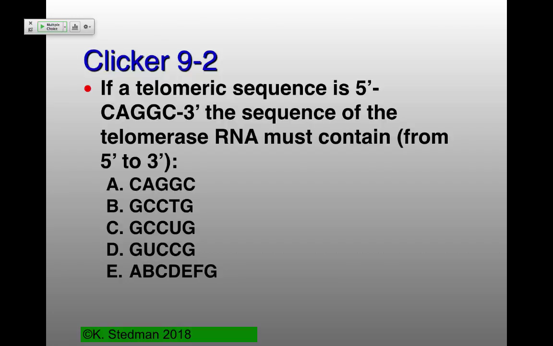OK, so CAGGC, right? So always anti-parallel to each other. So here's our 5' here. What do we have? G, C, C, U, G. And it took me years to figure out how to draw these things upside down. But you can also just flip it over. That works as well. So what's our answer? C. Sorry, C, not D. So that's why I have to write these things down. Otherwise, I get them incorrect.